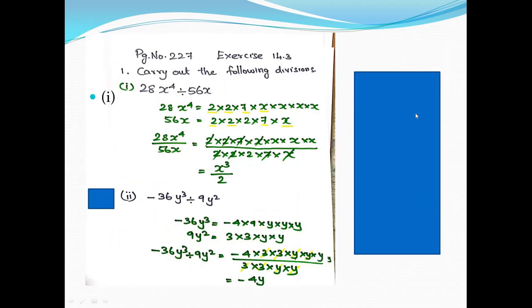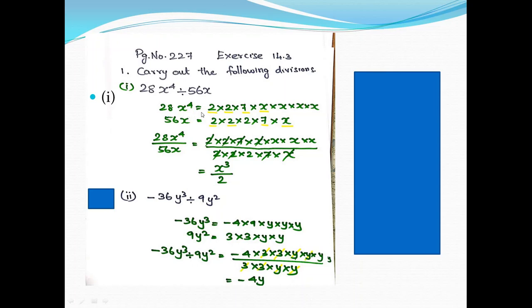We are in page number 227, exercise number 14.3. Okay, carry out the following divisions. The first subdivision, number 1, 28x to the power 4 divided by 56x.